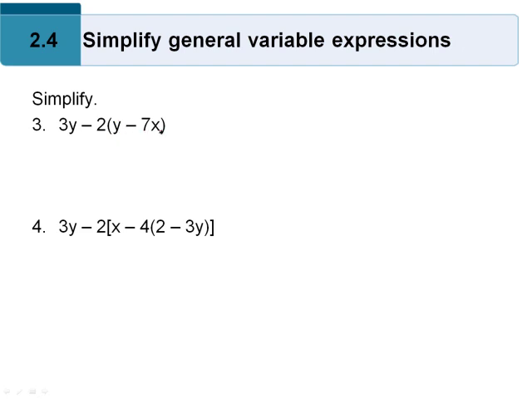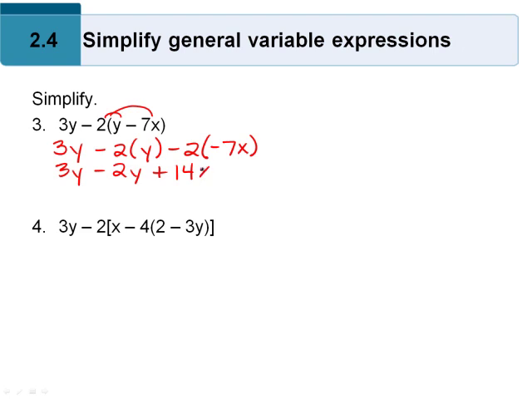Okay, so what we're going to do on number 3, we have 3y minus 2 and then parentheses y minus 7x. So we're going to start with that negative 2 and distribute it. So for right now, bring down 3y, and we're going to multiply negative 2 times y, and negative 2 times negative 7x. So 3y comes down. Negative 2 times y would be negative 2y. And negative 2 times negative 7x, a negative times a negative is going to be a positive 14x.